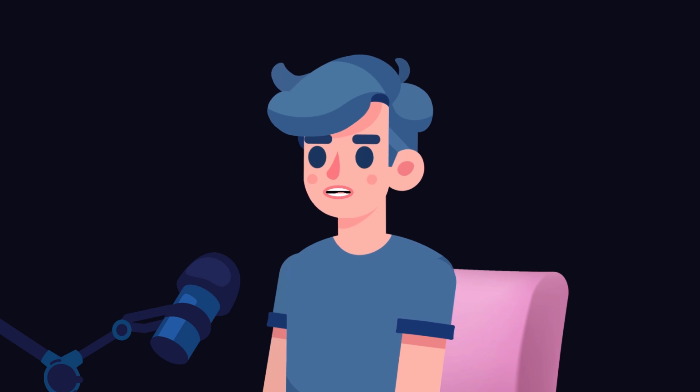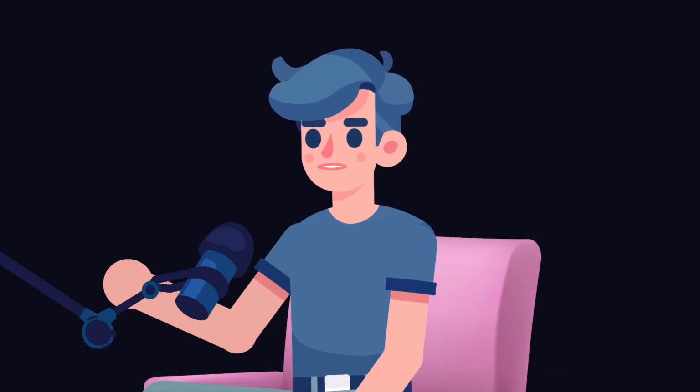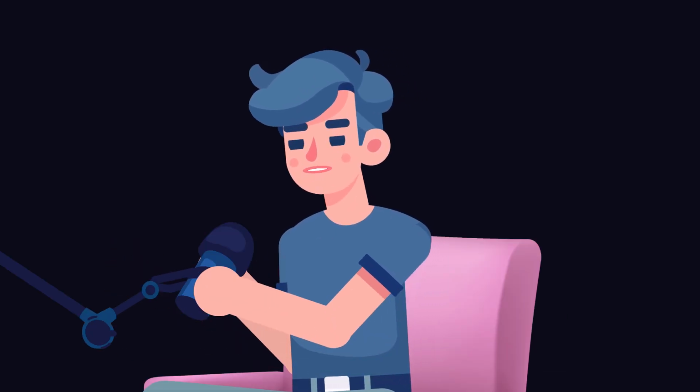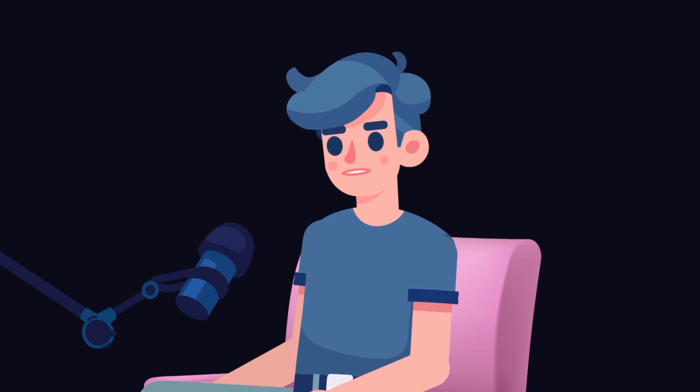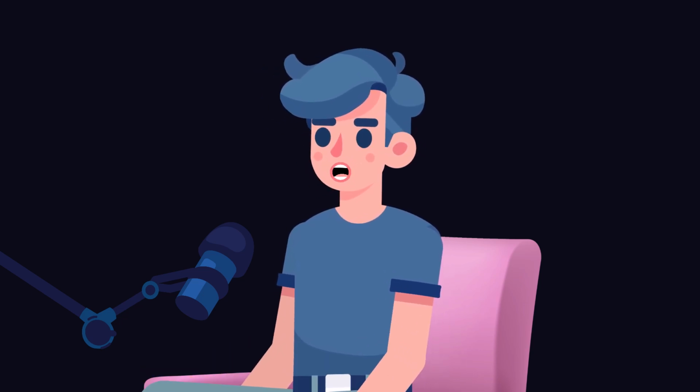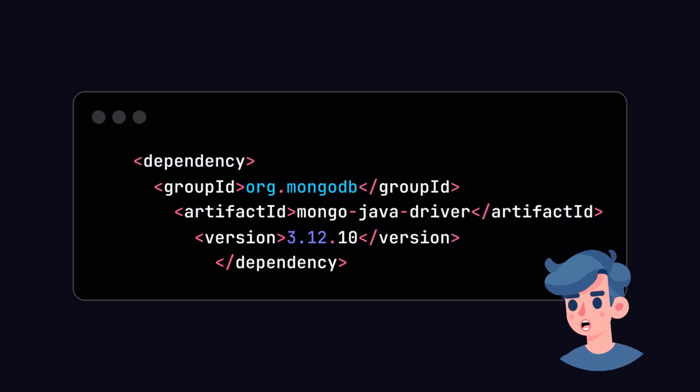Before we dive into coding, let's ensure we've installed the necessary software. You need to have Java Development Kit, JDK, and MongoDB installed on your machine. You can download the latest version of JDK from Oracle's website and MongoDB from the MongoDB official site. Let's also add the MongoDB Java driver to our project. If you are using Maven, you will need to include the MongoDB driver dependency in your pom.xml file. Here's how you can do that.